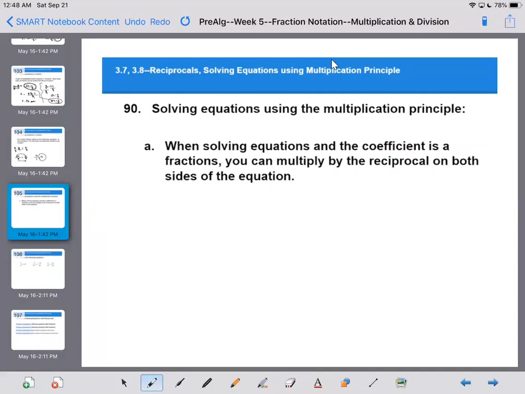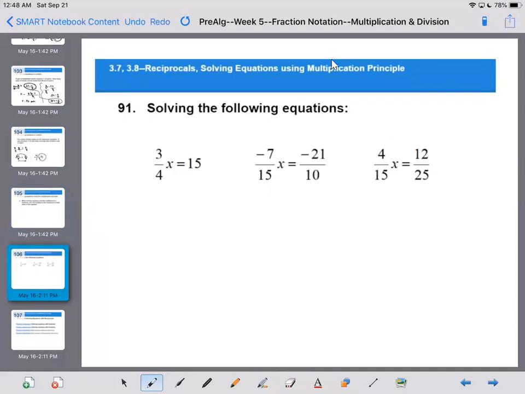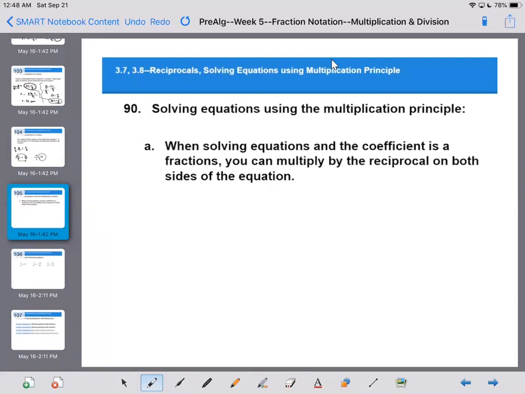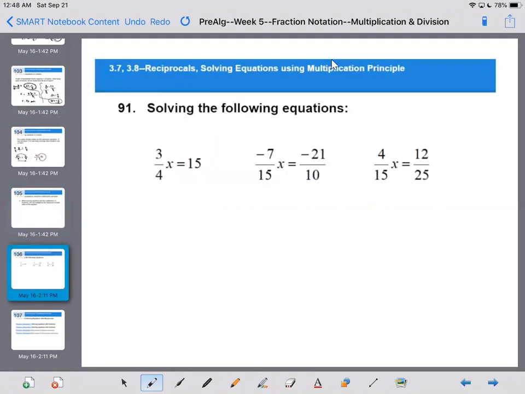Okay, so based on what I have here, when solving equations and the coefficient is a fraction, you can multiply by the reciprocal on both sides of the equation. So here, if it's a one step, I see 3/4, I'm going to multiply by the reciprocal, which is 4/3. Remember what happens here, that's 12 divided by 12, which is just 1x. This 15 times 4 is 60, and 60 divided by 3 is 20.